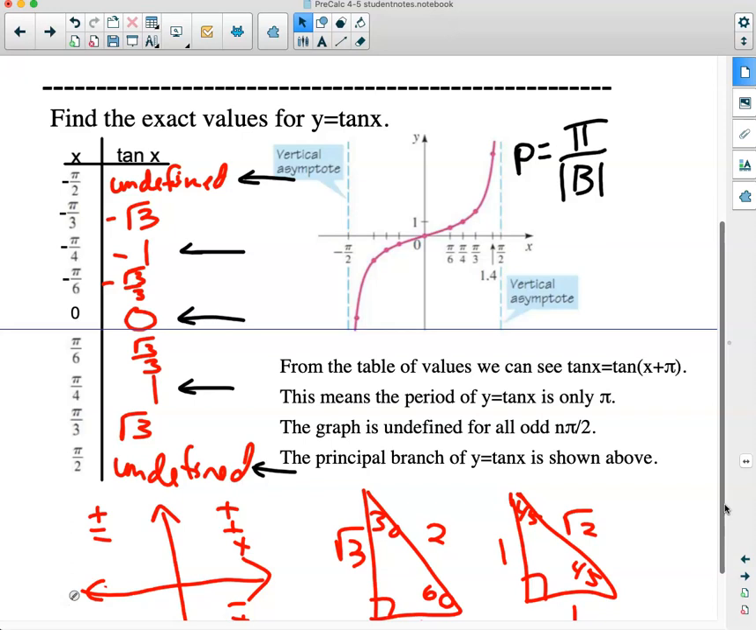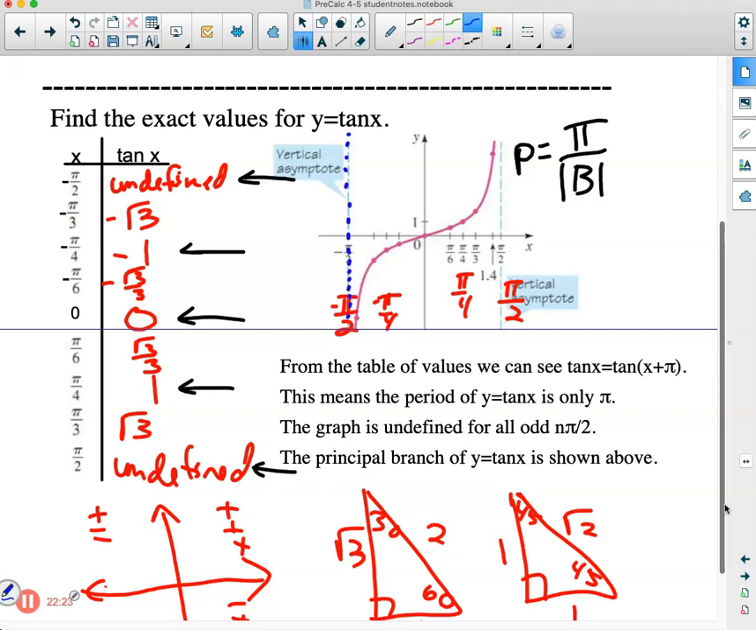So let's just say that drawing weren't there. Here's what we would do. We'd say I need to write down pi over 4 and pi over 2, negative pi over 4 and negative pi over 2. I need to remember that I'm going to have vertical asymptotes at negative pi over 2 and pi over 2, unless there is some kind of horizontal shift.